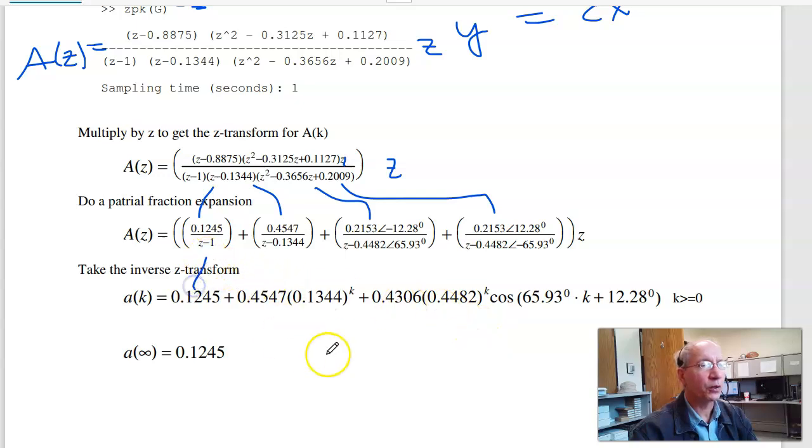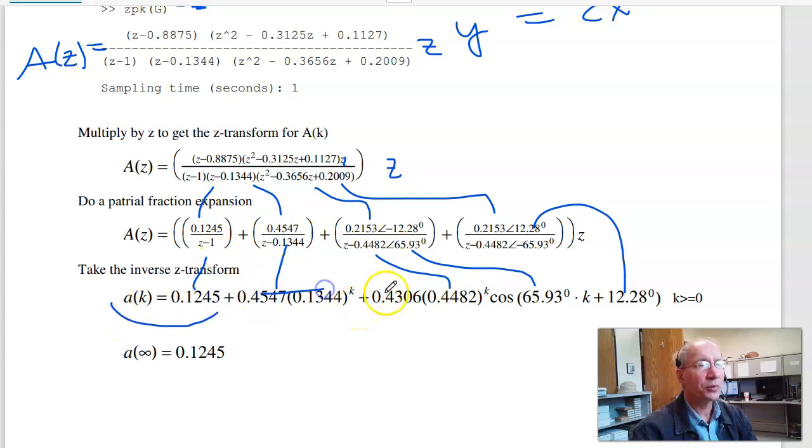This is 0.1245. 0.45 times 0.13 to the k. Double that, 0.43 times 0.44 to the k. There's how fast it oscillates, 65 degrees per sample. And the phase over the negative term is the correct one, plus 12 degrees. So there's A of k. As k goes to infinity, all these terms go away, and I'm left with 12%.